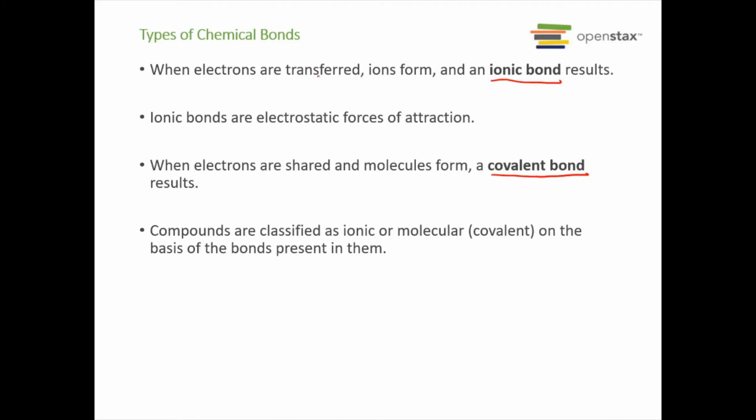So, when electrons are transferred, ions are formed and an ionic bond results. For example, sodium has 1 valence electron. Chlorine has 7 valence electrons. When sodium transfers its electron, it gives it away. So ionic bonding is all give and take. Sodium gives its electron to chlorine. Sodium becomes positively charged. We have an ion here. Chlorine gains an electron. Now it becomes chloride, with that negative charge.